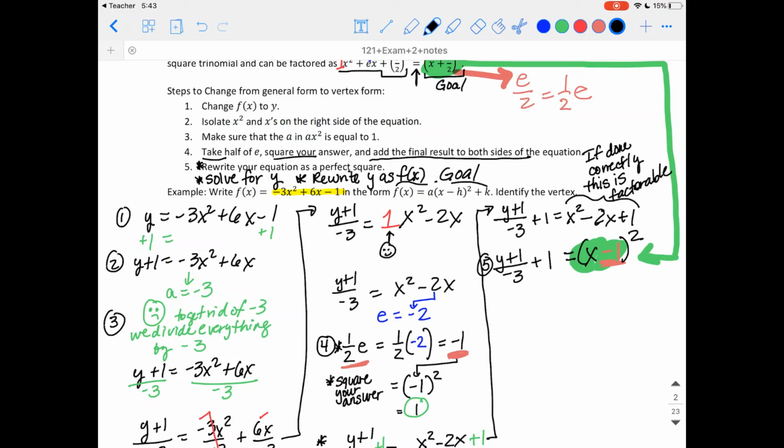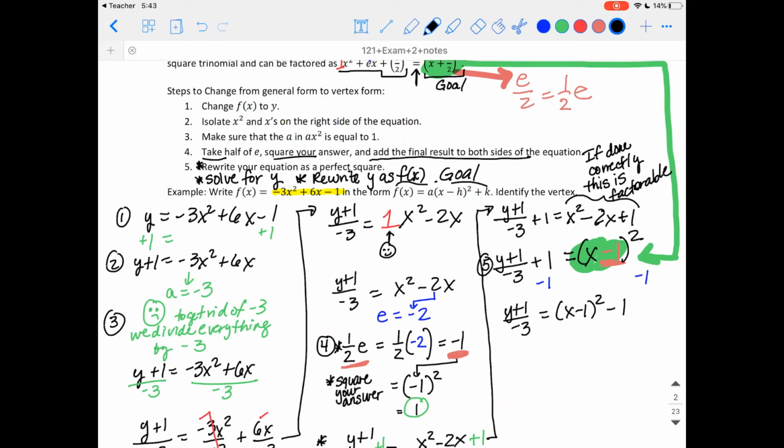So I need to solve for y. I need to get the y by itself. Now we're just going to be doing regular algebra stuff. So the plus 1 has got to go. I'm going to subtract 1 from both sides. So I'm going to be left with y plus 1 over negative 3 is equal to parentheses x minus 1 quantity squared and then minus a 1.